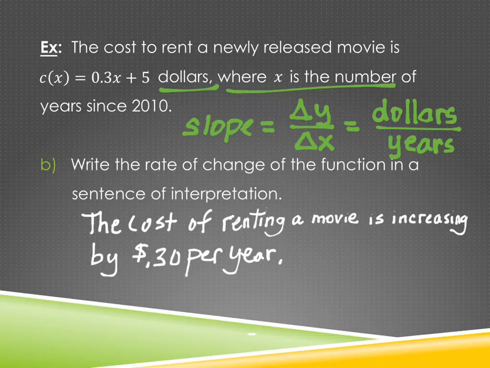Yes? Does the 5 have to do with that at all? The 5 has to do with where it starts. So like if I plug in x equals 0, then I'm going to get 5, right? So 5 would be like the value in 2010, because this is being measured since 2010. So it's the starting value. Yeah, but it doesn't affect the slope. The slope at the beginning is unchanged by the starting value.